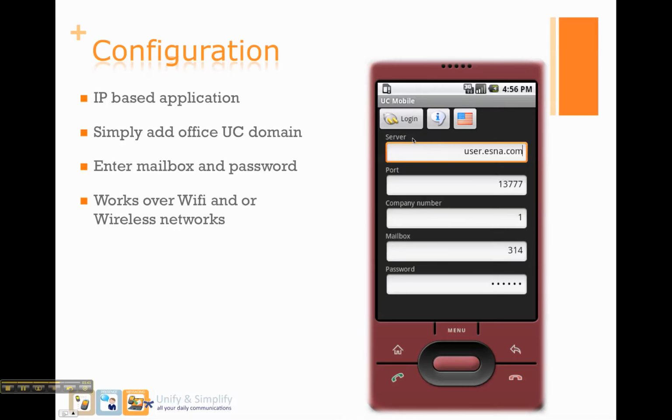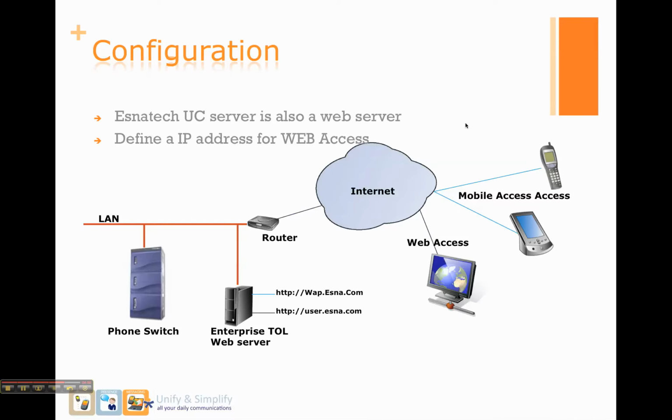So this allows you to run in both Wi-Fi or wireless mode. The type of wireless connectivity does not matter because this is a pure IP application, and it also is multilingual, so you can click on the flag button and have access to English, Spanish, Dutch, Italian, and German interfaces on the UC mobile device. So this would sort of be the architecture.